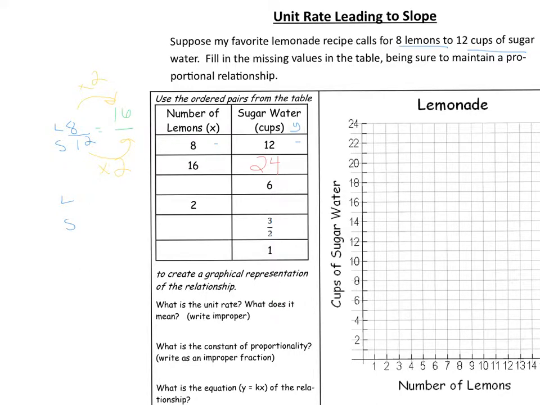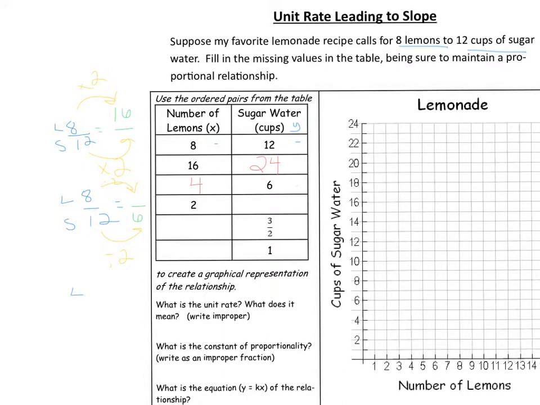Let's take a look at the next one. Lemon over sugar water. We know we're dealing with an 8 to 12 ratio because they gave it to us in the problem. This time we have 6 as sugar water. So we have to figure out what's the relationship. To get from 12 to 6, we would divide by 2. So to get from 8, we would divide by 2, and 8 divided by 2 gives us 4.